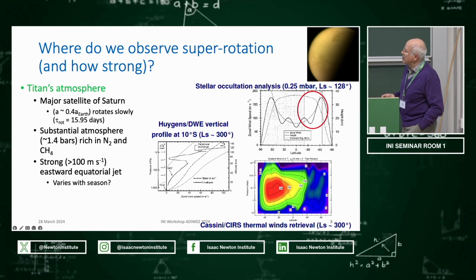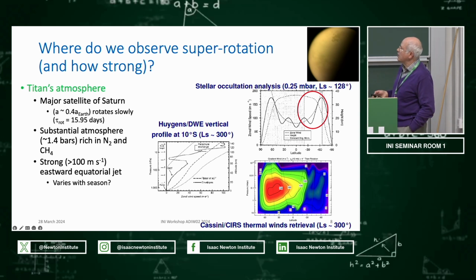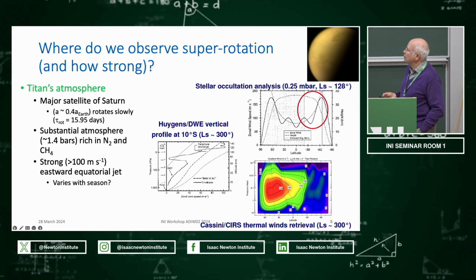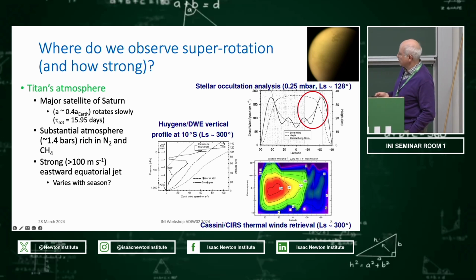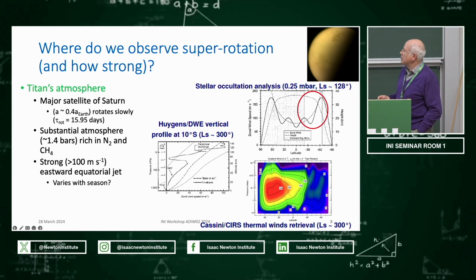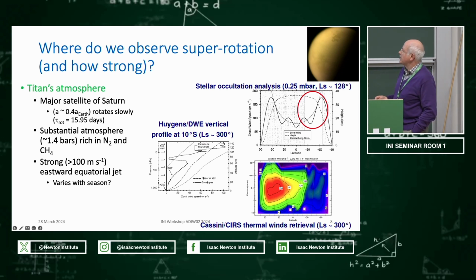The winds basically increase from the surface all the way up to about 100 meters per second and greater once you get up to altitudes of around 100 kilometers or so above the surface. And this varies with the seasonal cycle on the timescale of Saturn's year, which is about 30 Earth years.